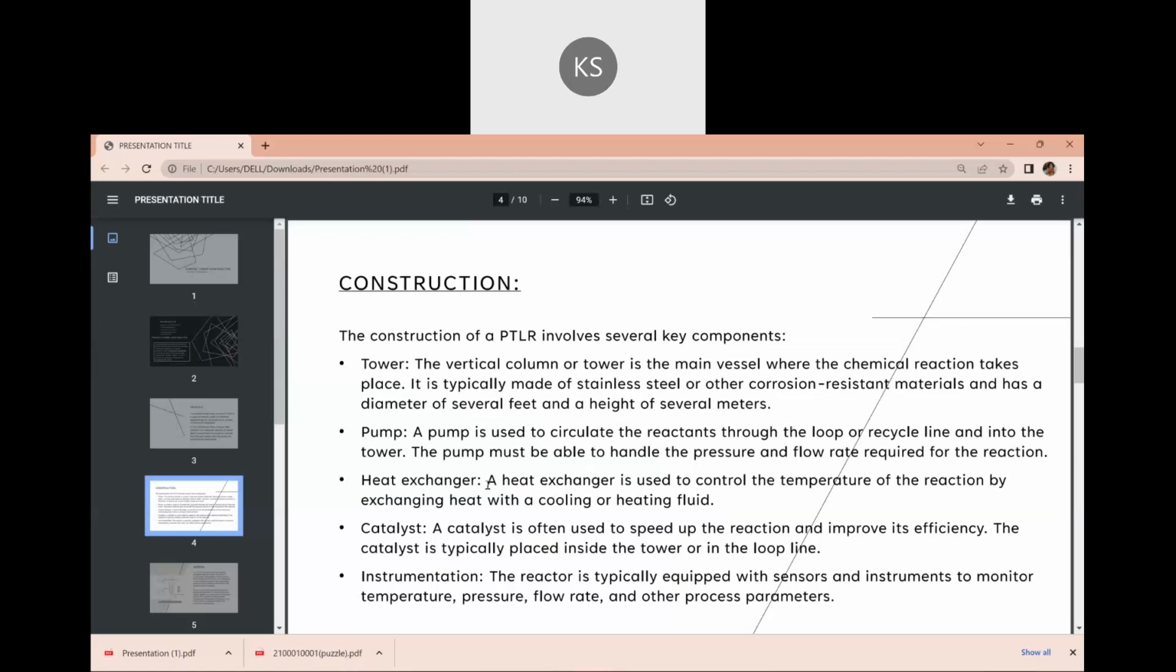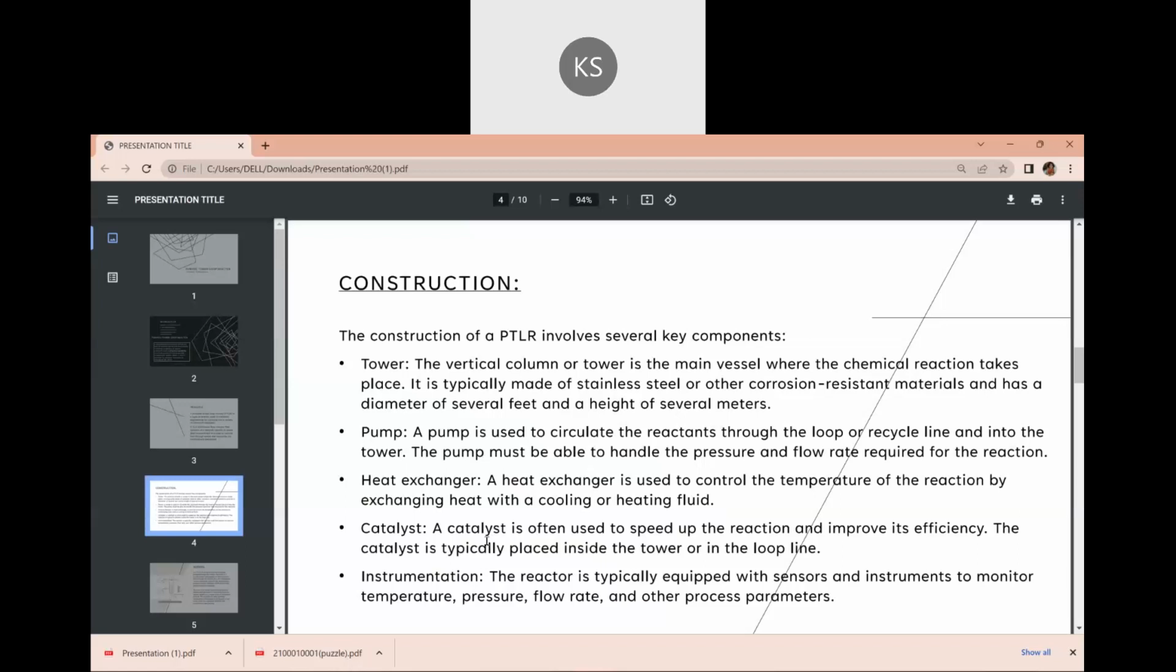Heat exchanger. A heat exchanger is basically used to control the temperature of the reaction by exchanging heat with cooling or heating fluid. A catalyst is often used to speed up the reaction. It improves the efficiency and reduces the time of the reaction. So the catalyst is also a part of the setup of the pump tower loop reactor.